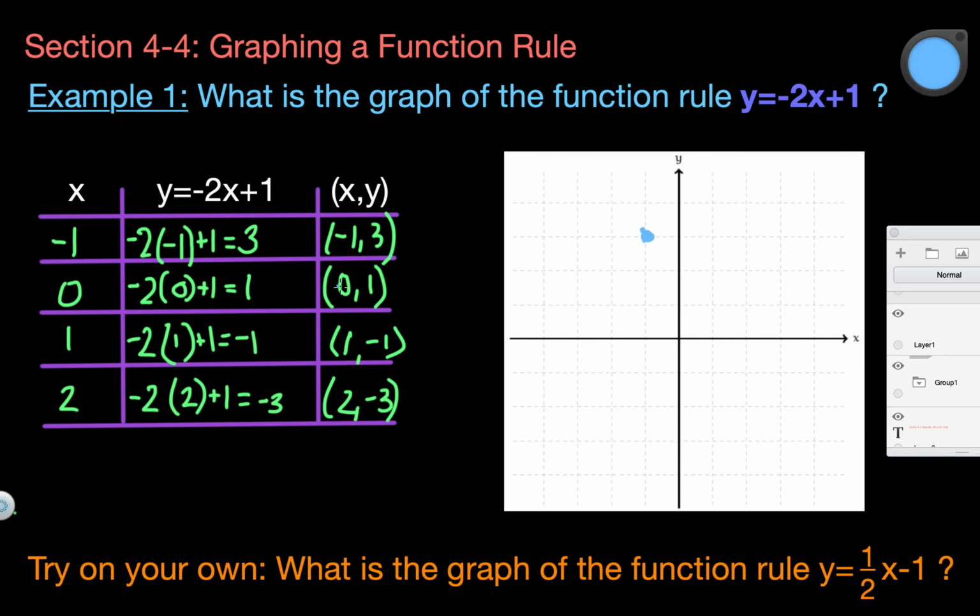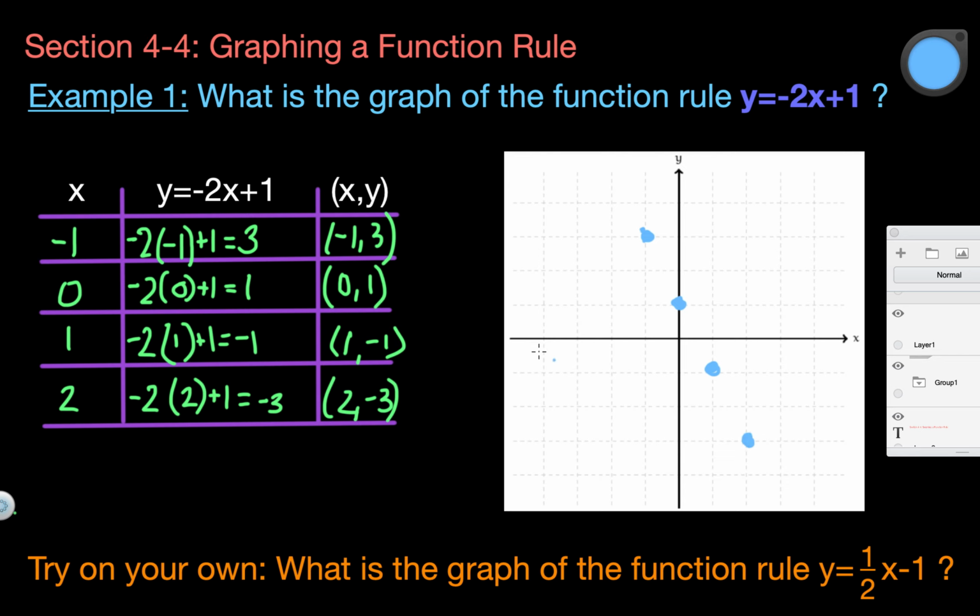Okay. Next point, 0, 1. So I'm not moving anywhere horizontally, and I'm moving up 1. Next point, 1, -1. So over 1, down 1. And then lastly, I'm over 2, down 3.